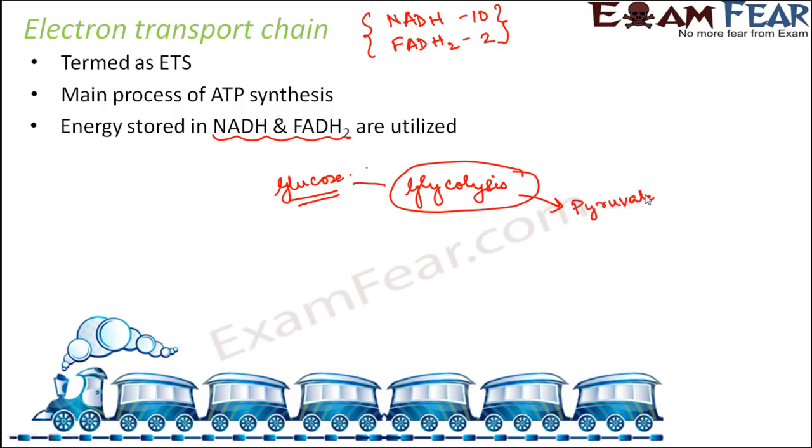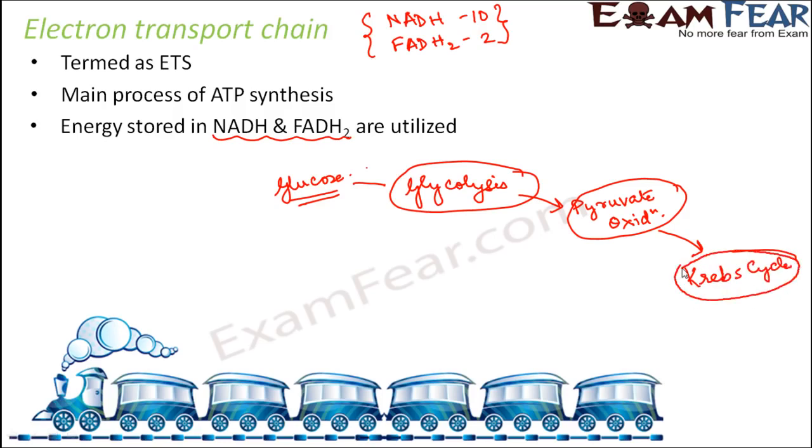Now this pyruvate gets oxidized, so pyruvate oxidation takes place. Acetyl coenzyme A is formed and acetyl coenzyme A undergoes the Krebs cycle, and as a result of the Krebs cycle, a lot of NADH and FADH2 are formed. Not only as a result of the Krebs cycle, but of these processes as well, many ATPs as well as NADH are formed. Even here NADH is formed. So now the question is how to utilize these NADH and FADH2.